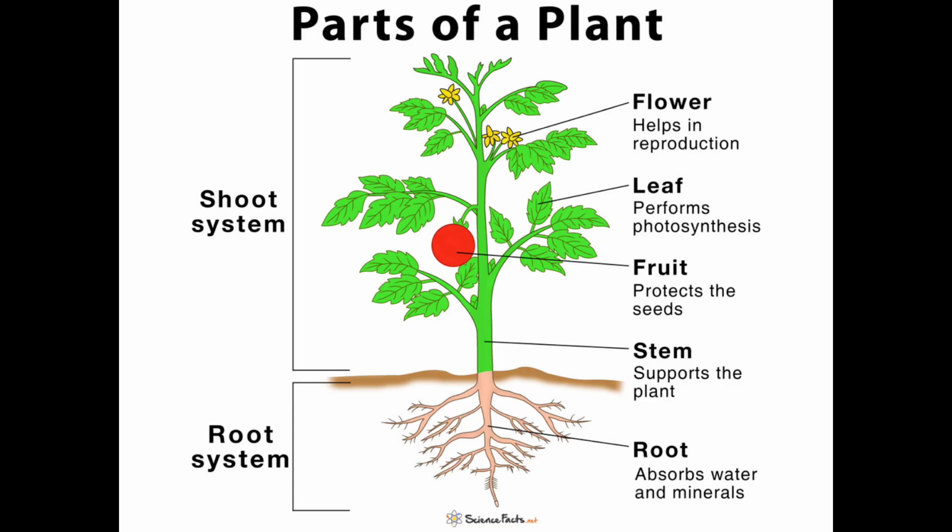In the next part, we will discuss the shoot system. In the shoot system, there are different parts like stem, fruit, leaf, flower. What is the function of stem? There are so many functions of stem. Mainly, it provides support to the branches, leaves, buds and flowers. It supports all of them.